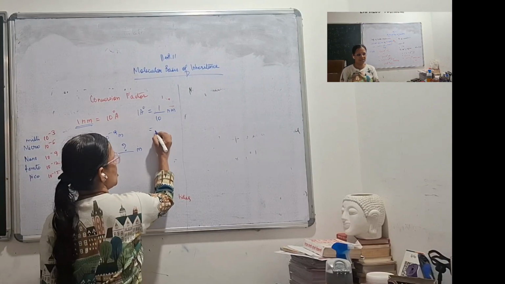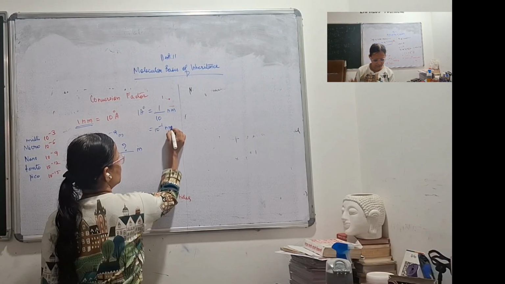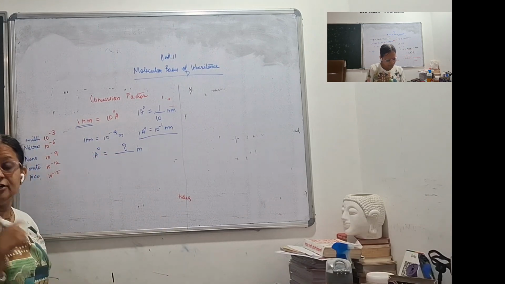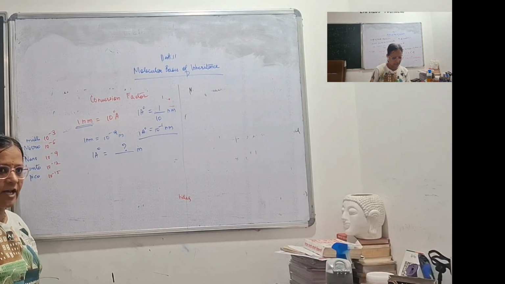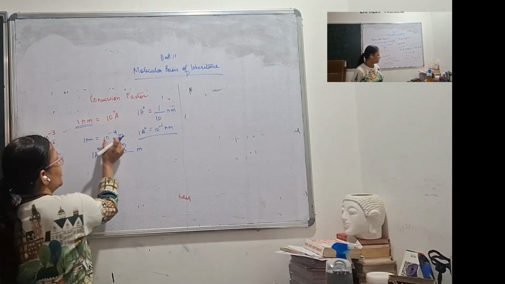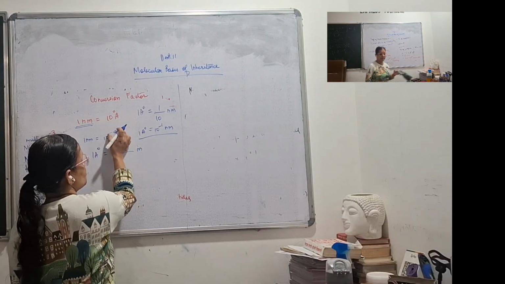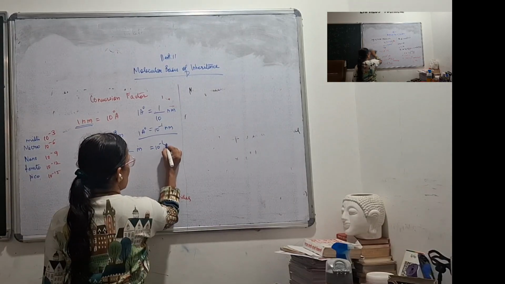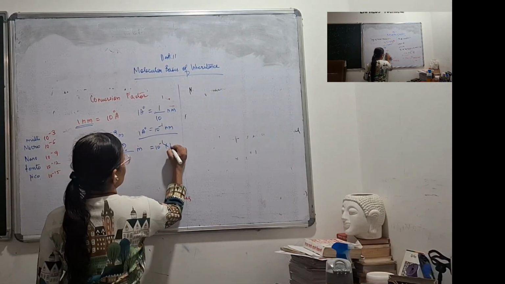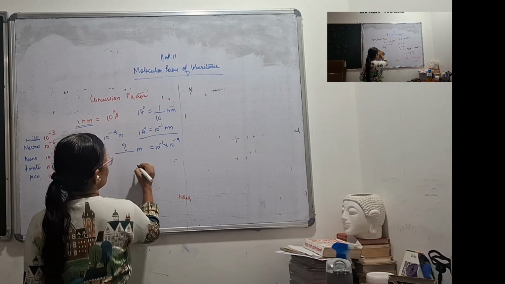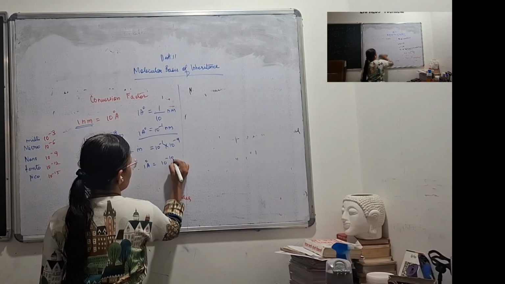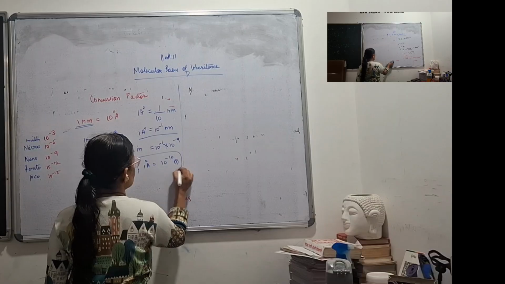So 1 upon 10 is 10 raised to minus 1 nanometer. So 1 angstrom is 10 raised to minus 1 nanometer. Now we know that 1 nanometer is how much? 10 raised to minus 9 meter. So what I will do? 10 raised to minus 1 multiplied by 10 raised to minus 9. That therefore 1 angstrom is equal to 10 raised to minus 10 meters.